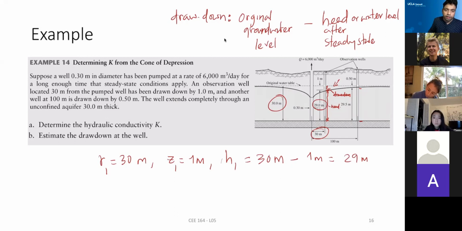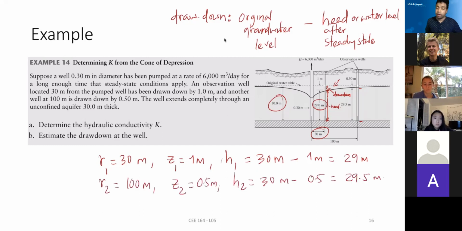And then it says another observation well at 100 meter distance. So that means R2 equal to 100 meters. G2 would be 0.5 meters. That means H2 is 30 meters minus 0.5, so that's 29.5 meters. So it makes sense. As you move further from the extraction well, the head is going to increase. The well extends completely through an unconfined aquifer with 30 meter thickness. So this is the maximum width here.